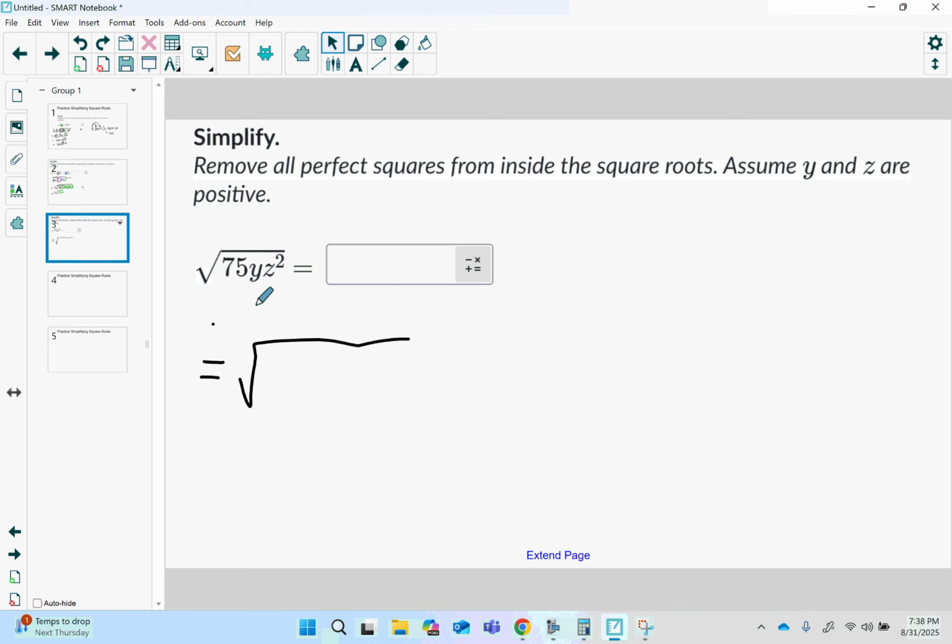I already see that the z squared is going to simplify, so I'm going to put that z out here, okay? It looks like the way I wrote it, I'm kind of not liking the way that looks. Let me just write it a little better so it doesn't look like the z is in the position of the index of the radical. There we go. Z times the square root of. Now y is to the power of 1, so y is going to stay under there. I know that. But 75, maybe there's a hidden perfect square in there.